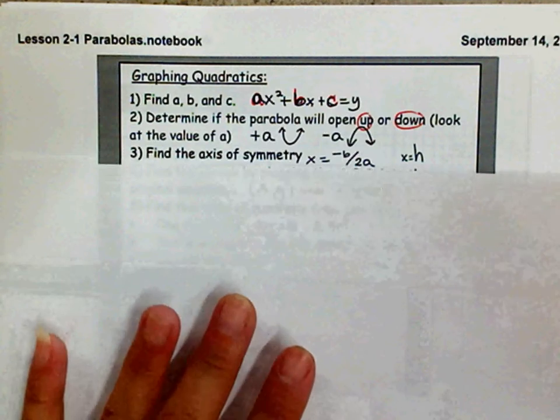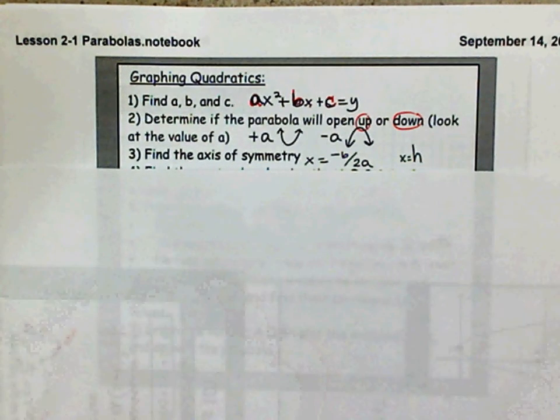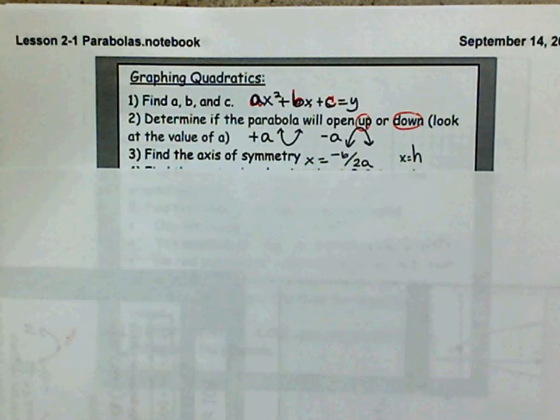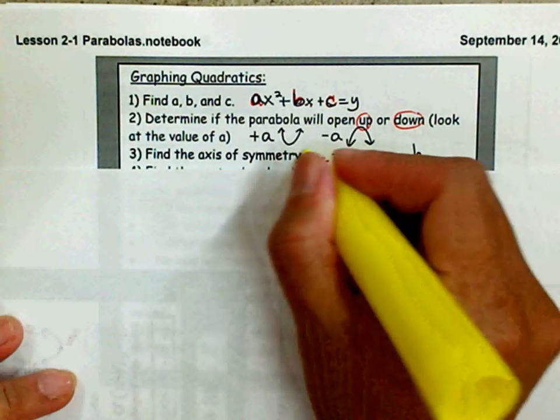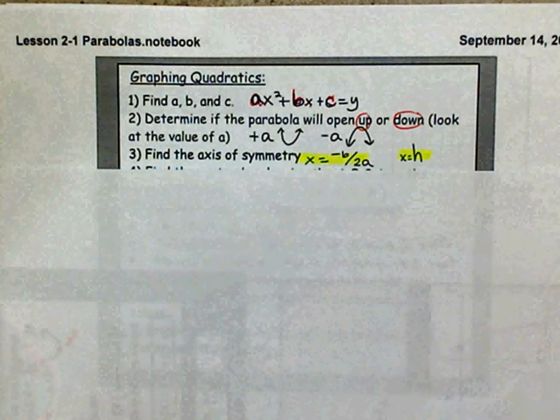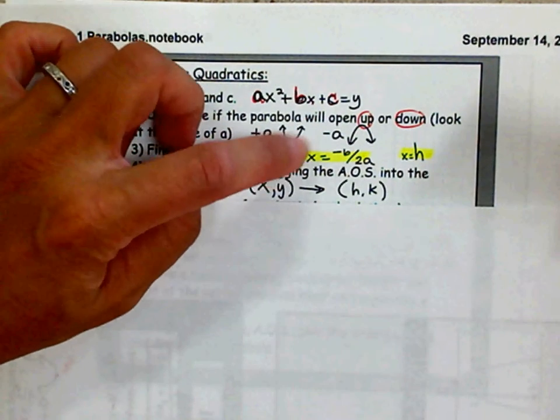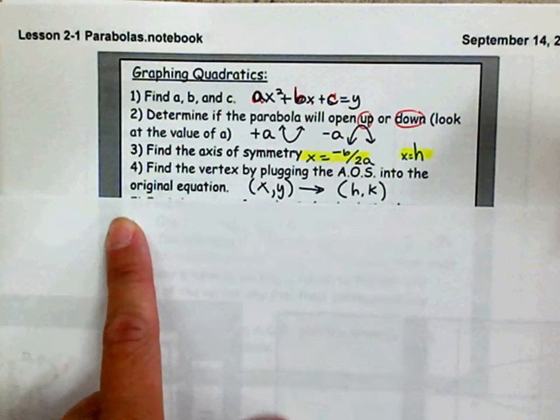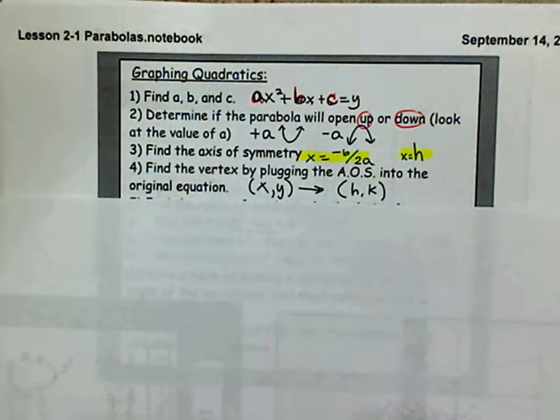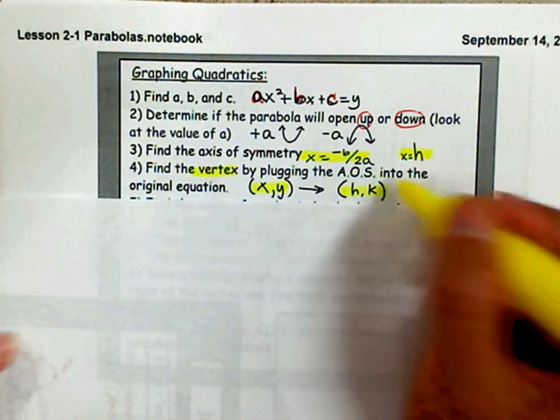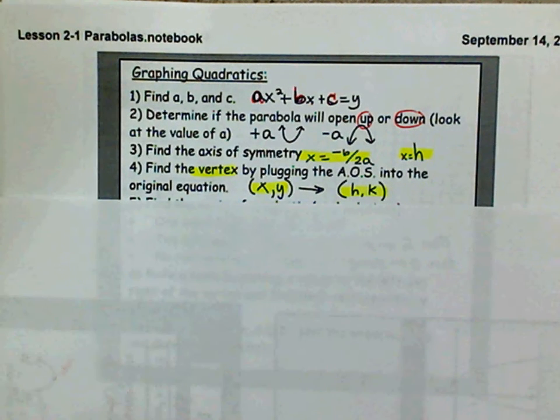Next, you need to find your axis of symmetry. If it's in standard form, you'll use this formula. If it's in vertex form, you look for the h. Then whatever you find for your x value, your axis of symmetry, you're going to plug it into the original equation. That is going to give you your vertex. And remember, it's a point, and a point is written as xy, which is the same as h and k. The reason they use h and k is so that you know it's a quadratic.